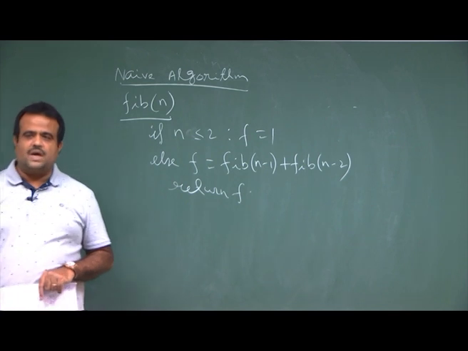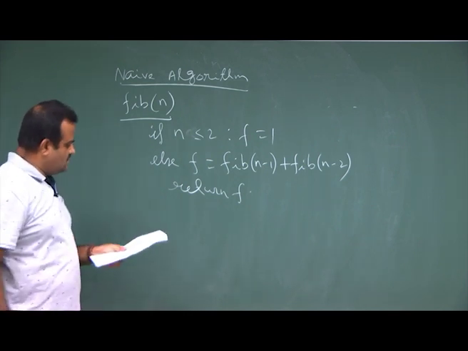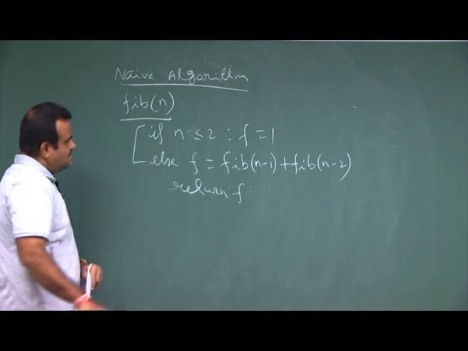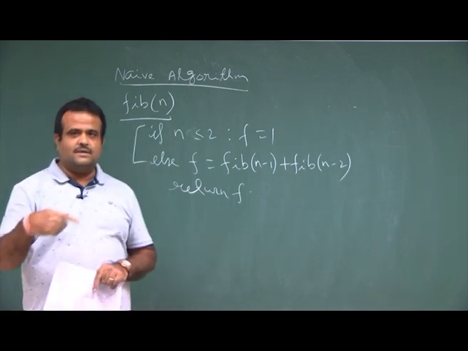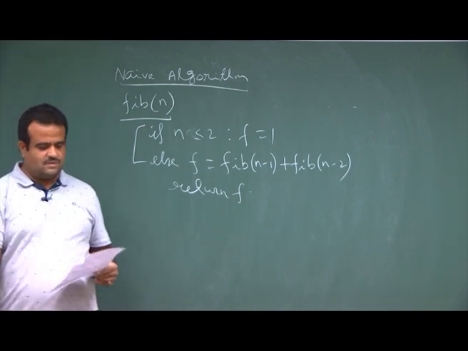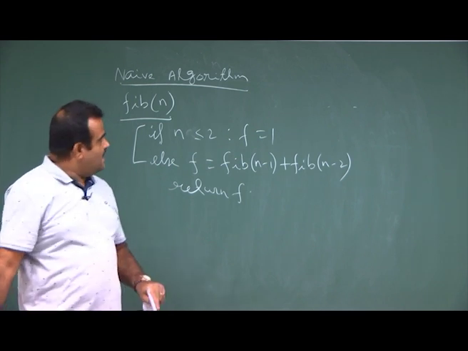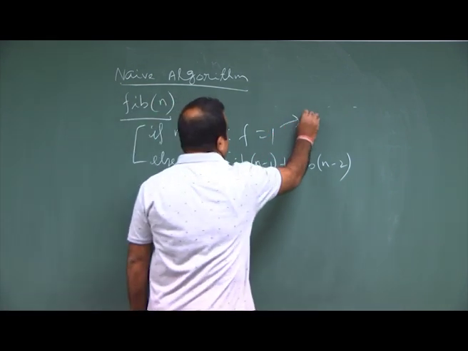To compute f n, the nth Fibonacci number, this is the recurrence. This is coming from the definition of f n. So, this is the recursive definition, okay. And this is what is called the base case.